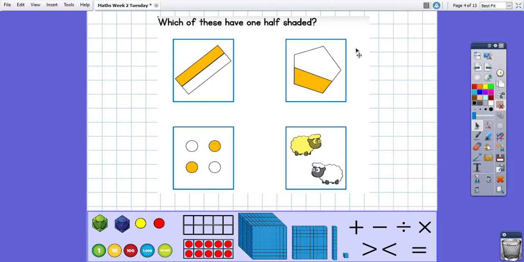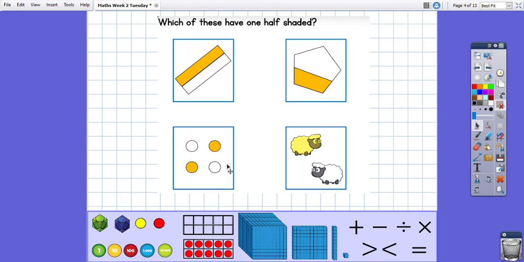Now looking at some shapes and some objects. Looking at my rectangle, I want to know if it has got 1/2 shaded. The first thing I need to look at is if it's split into 2 equal parts, which it is. And to have half shaded, it just needs one of those 2 equal parts to be shaded like this. So my rectangle has got 1/2 shaded. Looking at the pentagon, it's split into 2, but they are not equal because if you look, this white section is much bigger than the orange section, so it has not got 1/2 shaded.